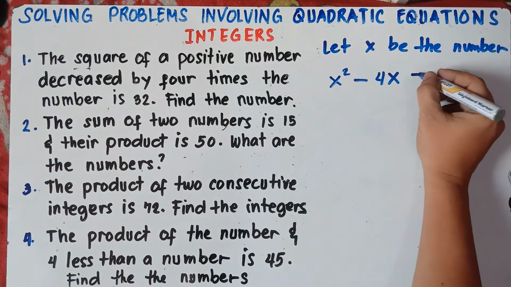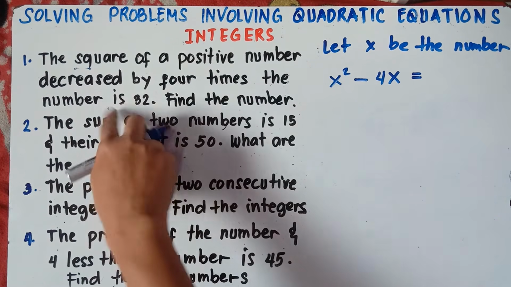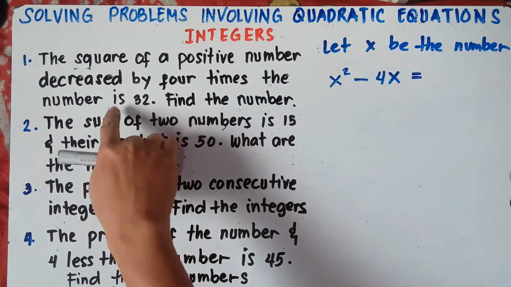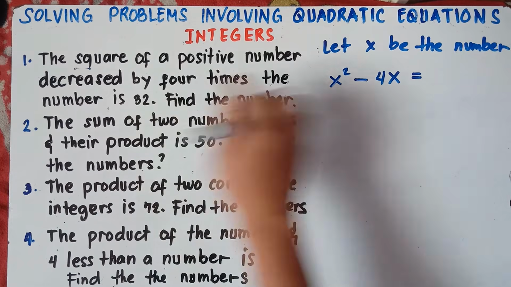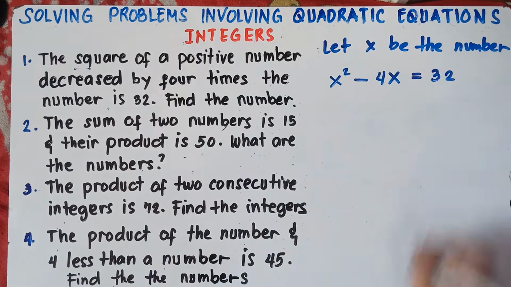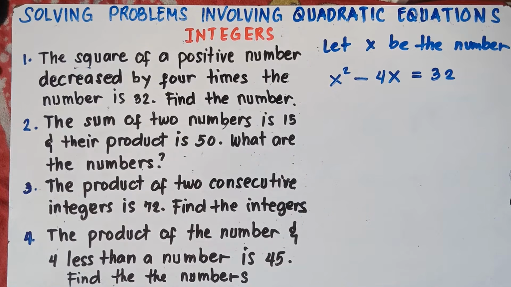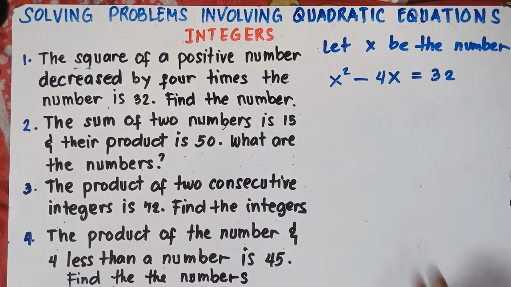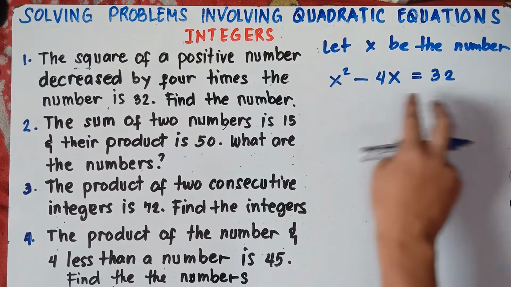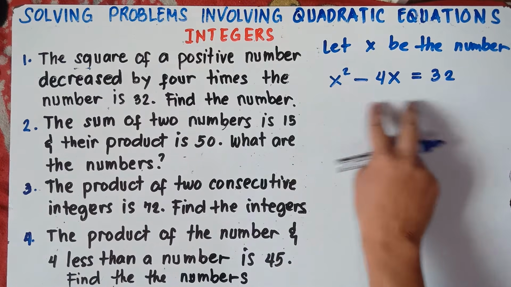Is 32. The word "is" there, class, means equals. In a mathematical equation, that would be equals 32. And you're told to find the number. To find the number, class, this is a quadratic equation, so you transform this into standard form.